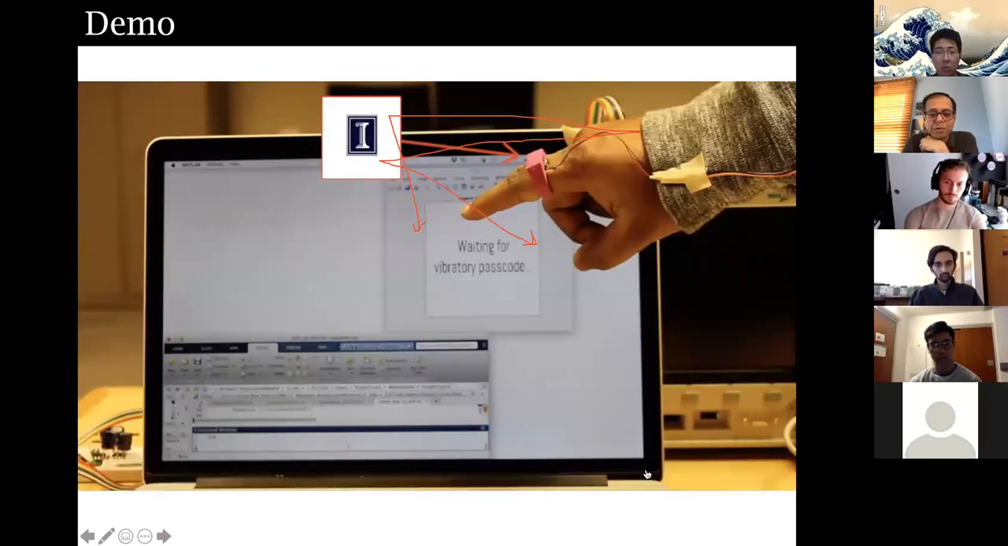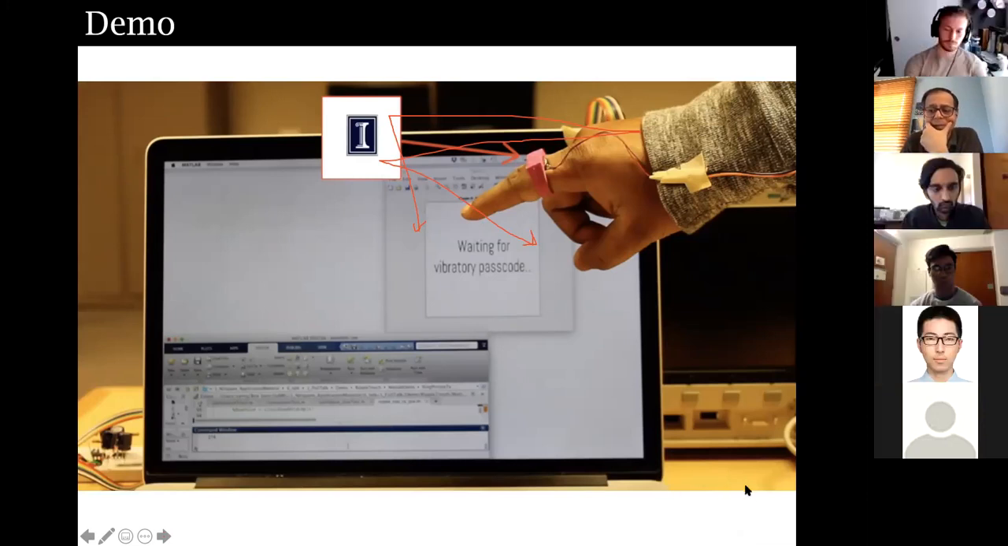Okay. So here is a demo, but let me first clear my screen. How do I clear my screen? Clearing my screen is annotate, clear.